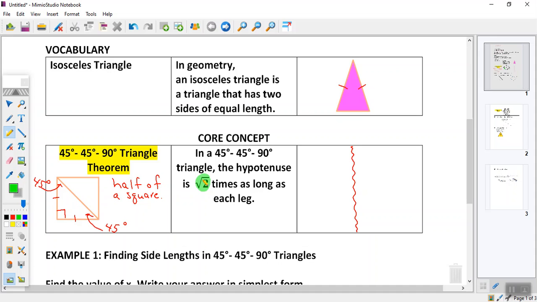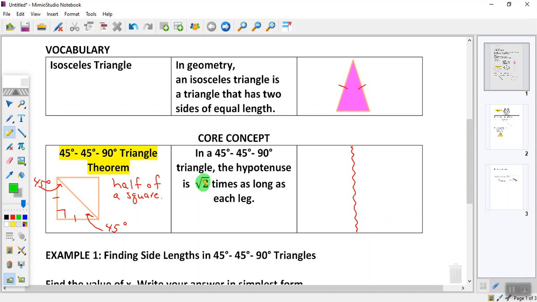Why is that important? Well, here's the reason. Sometimes when you're dealing with 45, 45, 90 triangles, root 2 is not going to end up in the numerator. It's actually going to end up where? In the denominator at times. Now, I'm going to make this as simple as I can for you.